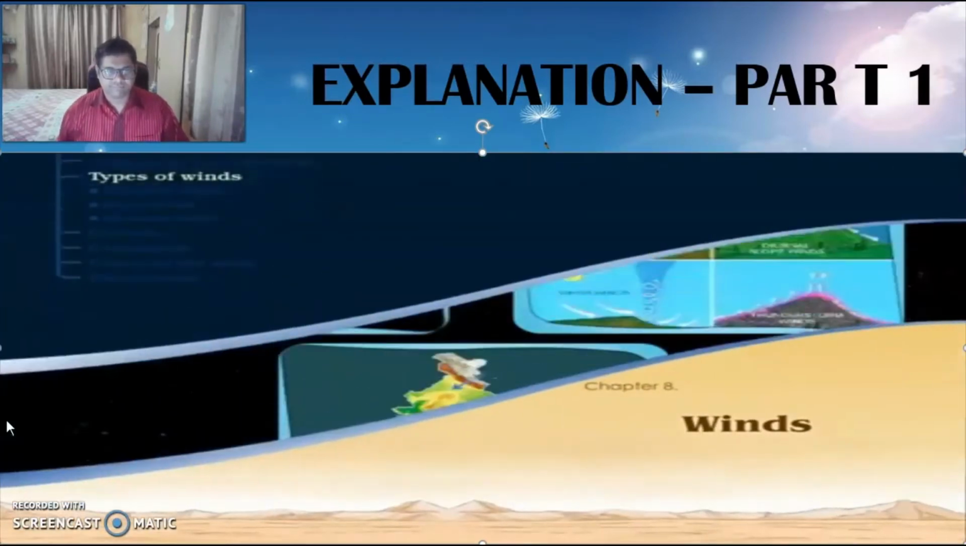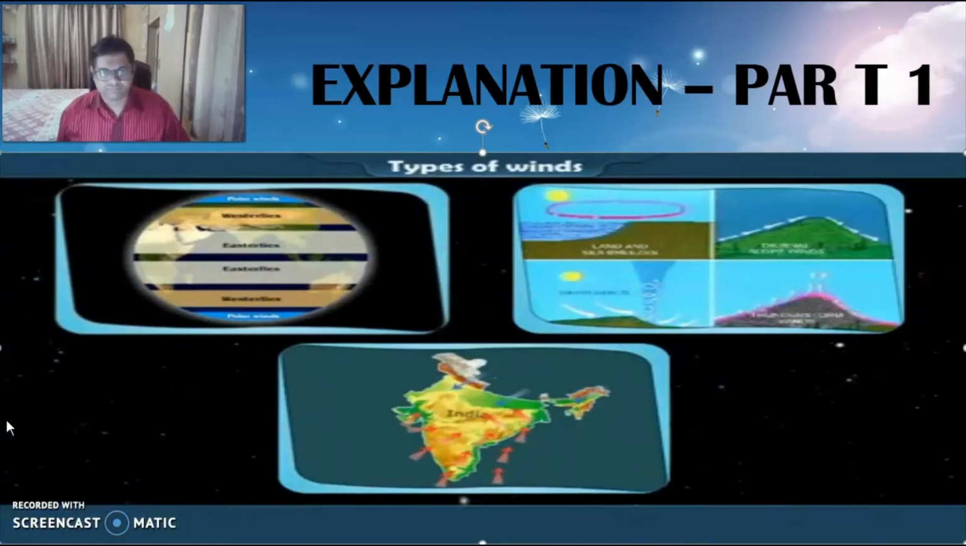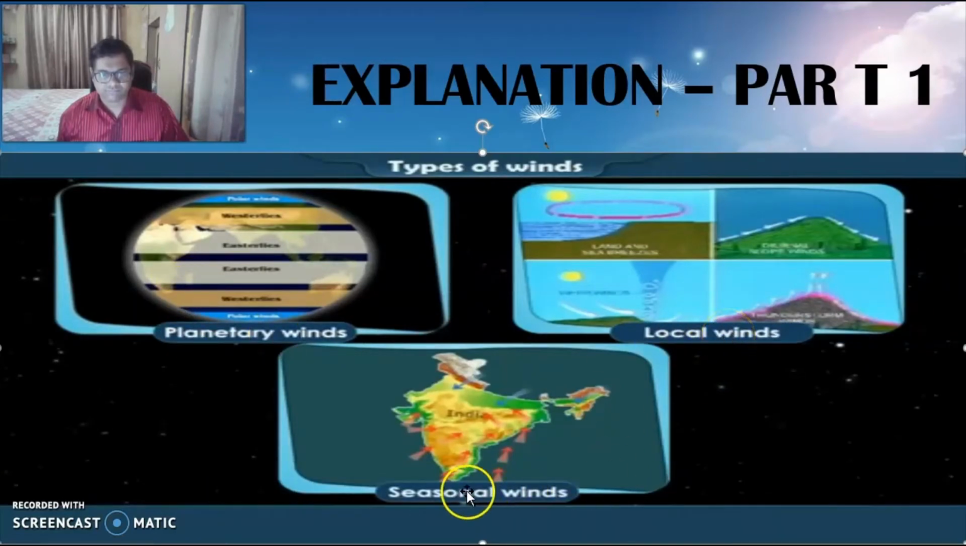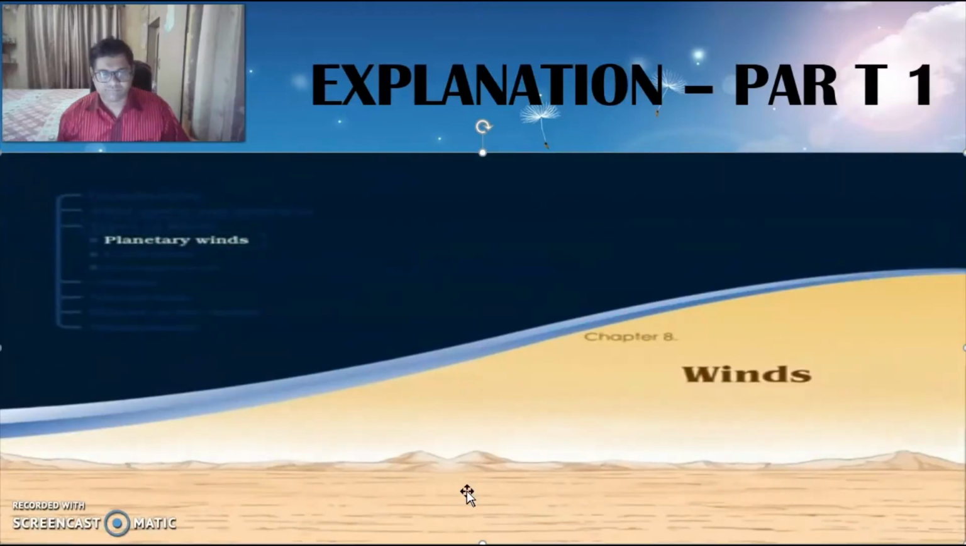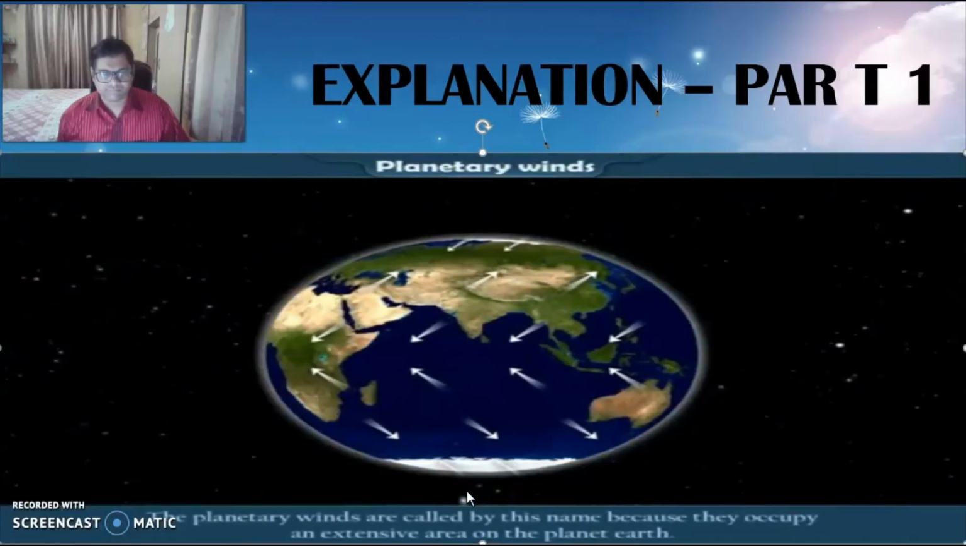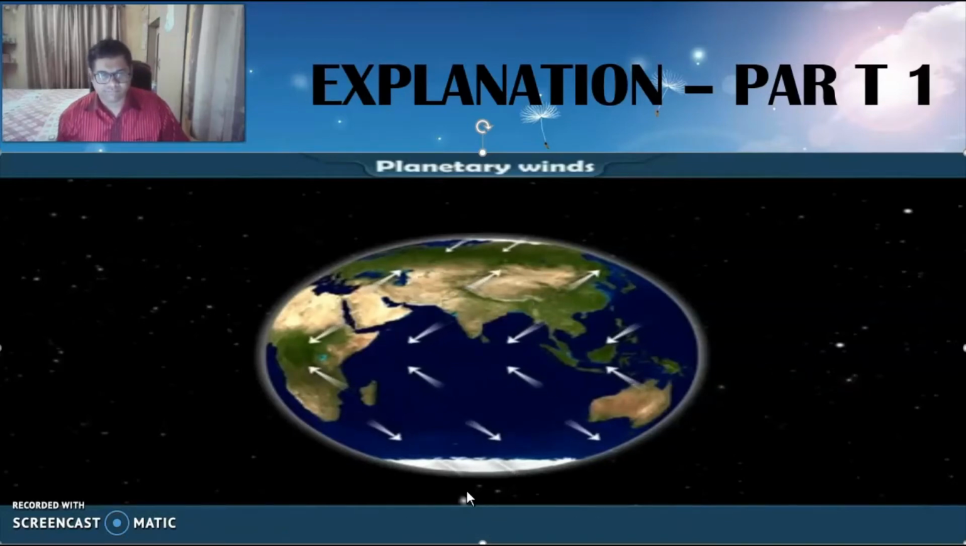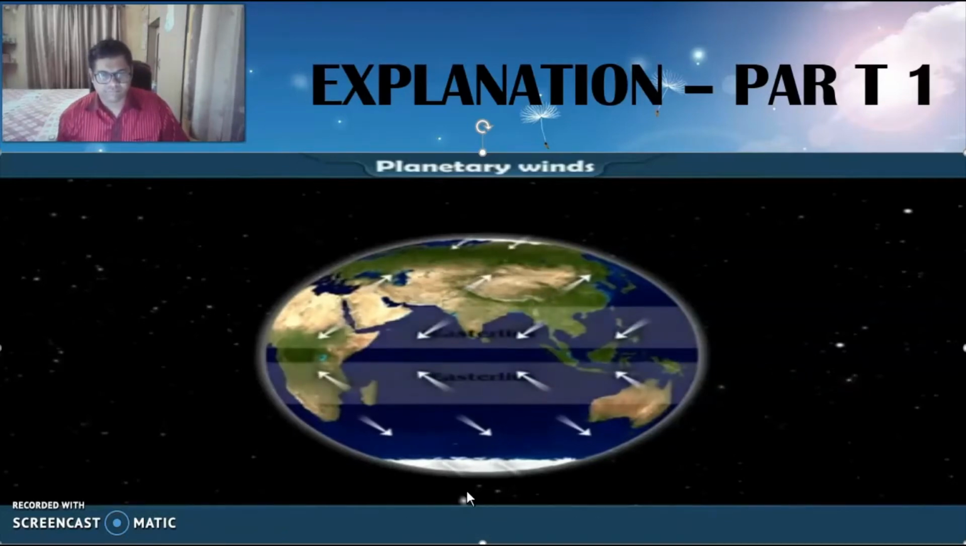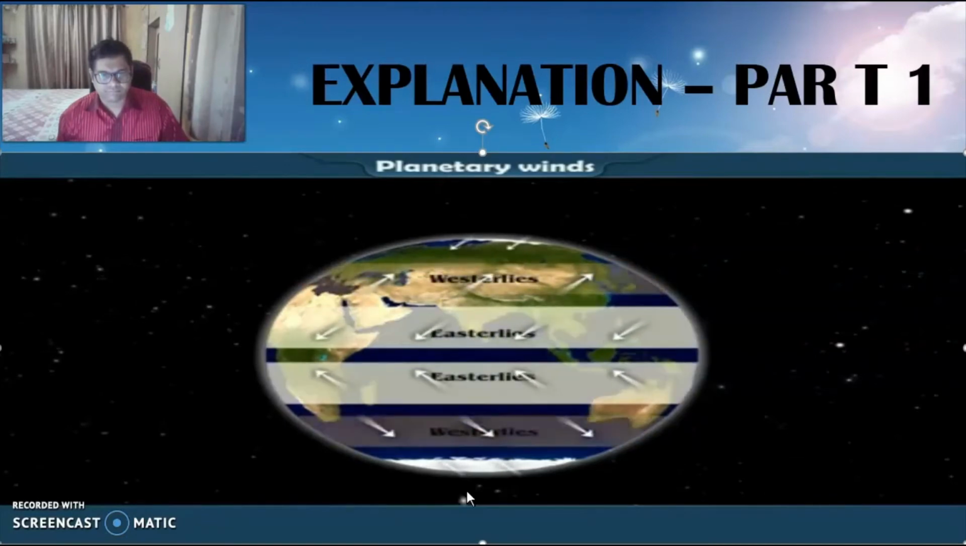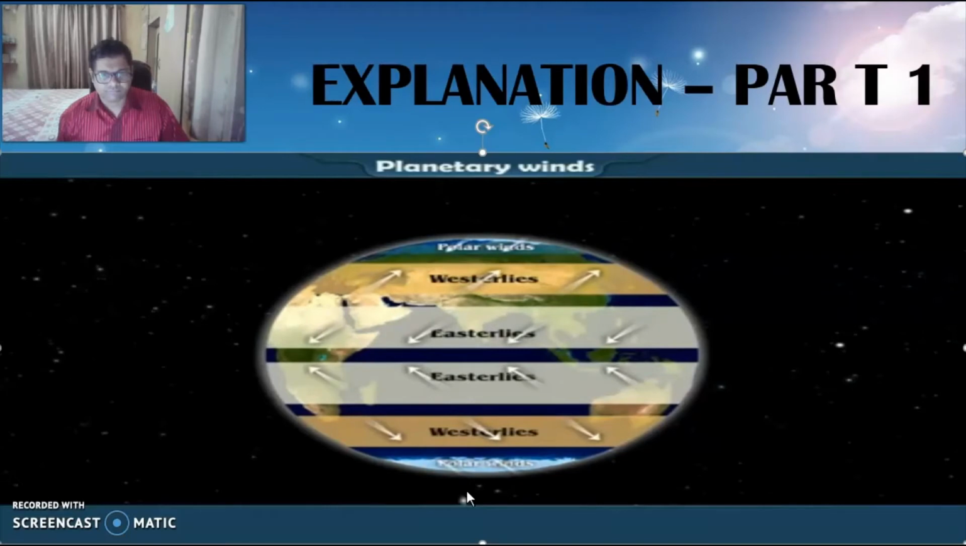Types of winds. There are three main types of winds. A. Planetary winds. B. Local winds. And C. Seasonal winds. Planetary winds. The planetary winds are called by this name because they occupy an extensive area on the planet Earth. These winds blow all round the year. Planetary winds in different regions of the world are called the easterlies, the westerlies, and the polar winds.